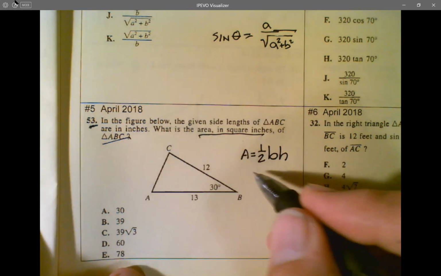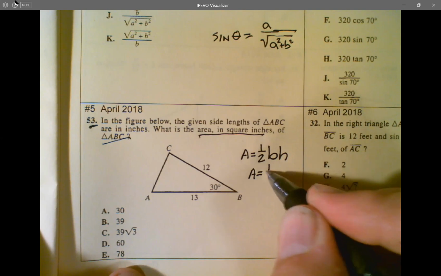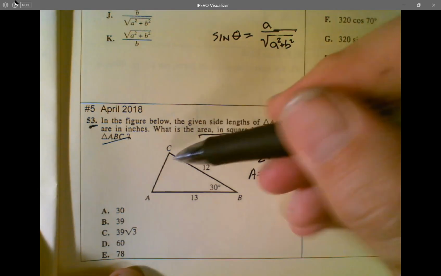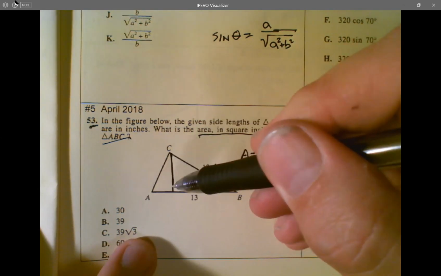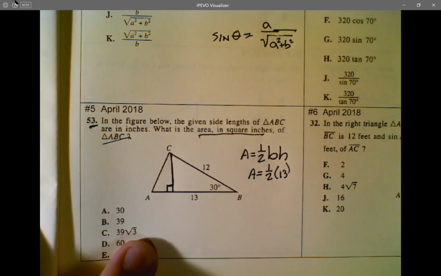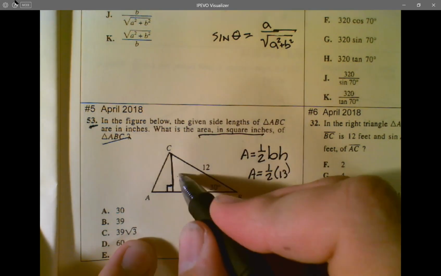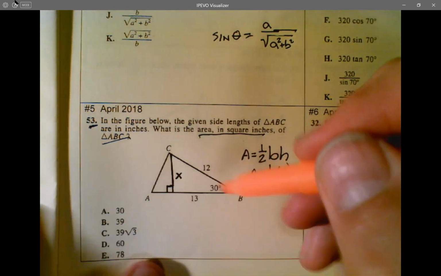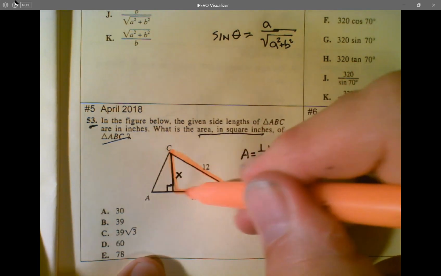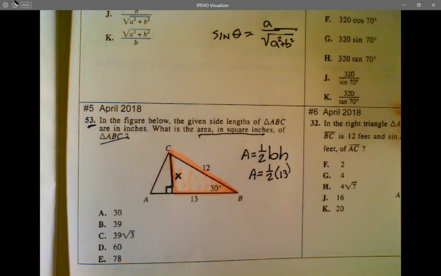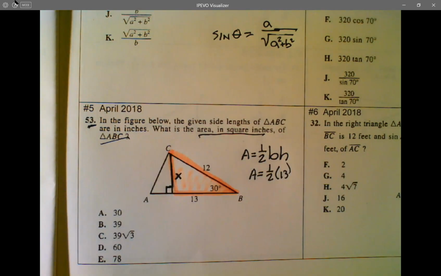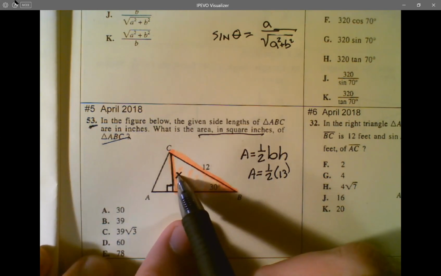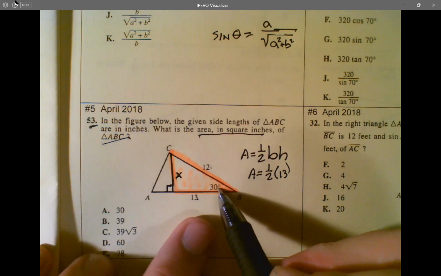And in this triangle, I think we would all agree that the base is 13. This is the base. Now the height is the perpendicular distance. This is the height. I don't know that, so I'm going to call that side x. Now, if we look at this, we will notice that there is a right triangle here. And I could do the Pythagorean theorem to come up with this: 13 squared plus x squared equals 12 squared. I could also do trig.